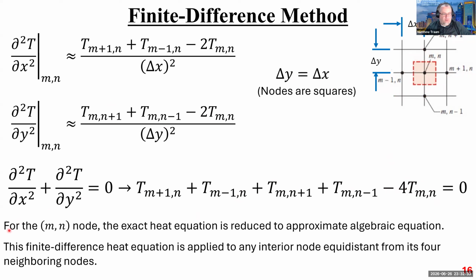So what do I say here? I say for the m,n node, the node that I'm interested in that's in the middle of my field of view, the exact heat equation is reduced to an approximate algebraic expression, which is this. And this finite difference heat equation is applied to any interior node equidistant from 4 neighboring nodes. So these are all delta x or delta y away from each other. Typically, delta x and delta y are the same distance, so we're talking about square nodes. It doesn't have to be that way, but the math is a lot easier if it stays that way.